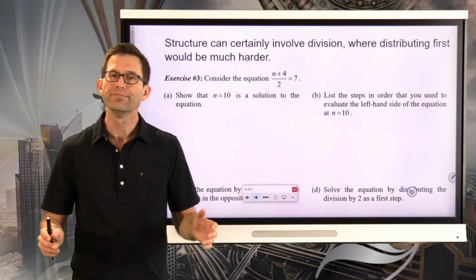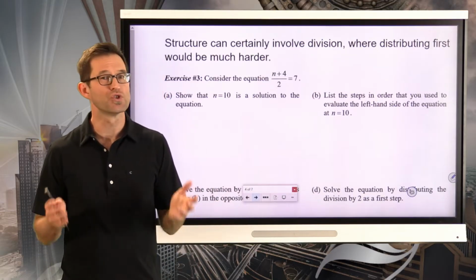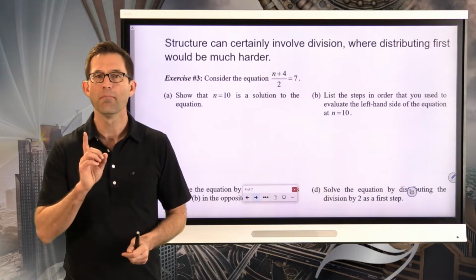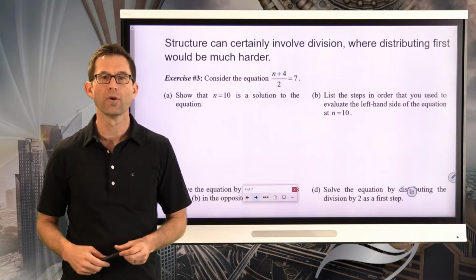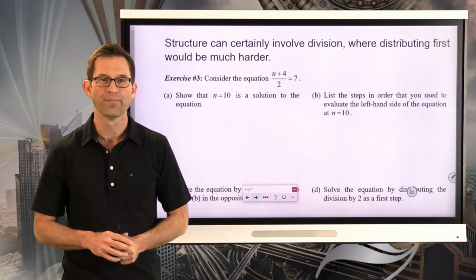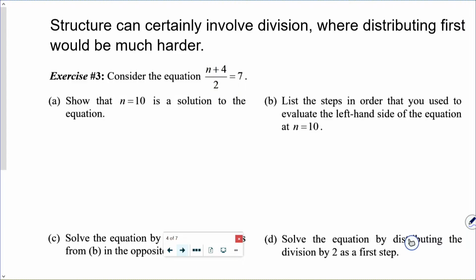Okay, now division distributes just like multiplication does. We don't do it nearly as much, but it does. And we're going to look at that a little bit in exercise number 3. So let's take a look. Exercise number 3. Consider the equation n plus 4 divided by 2 equals 7. Letter A, show that n equals 10 is a solution to the equation.